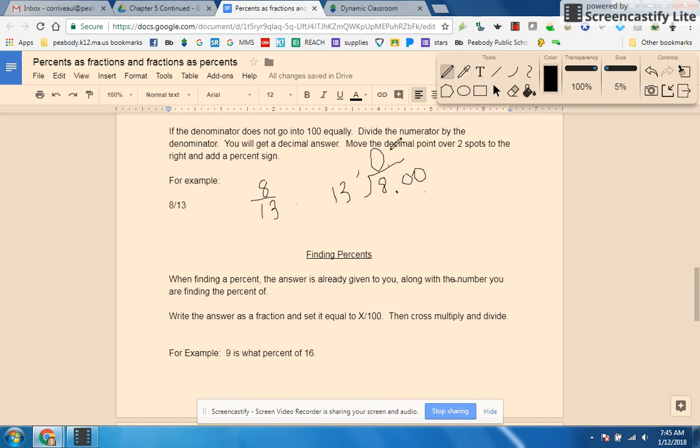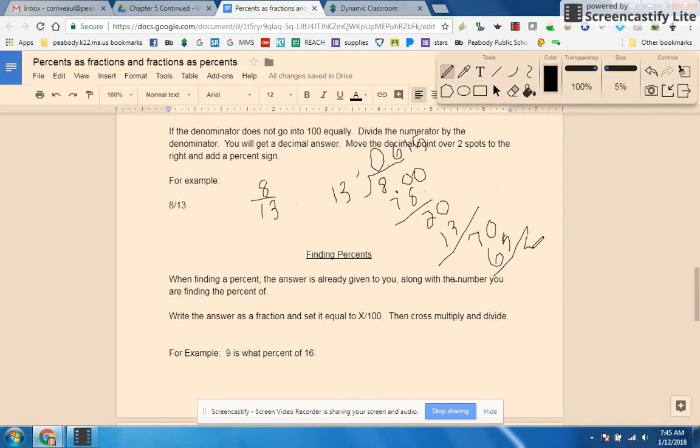Let's see. Okay, I'm going to try 6. I think it's 5, but we'll try 6. Oh, 6, there we go. So that goes in 6 times, which is 78. Subtract, I get 2. Bring down the 0. 13 goes into 20 once. Okay, subtract, I get 7. Bring down a 0. This goes in 5 times, which is 65. Subtract, I get 5.